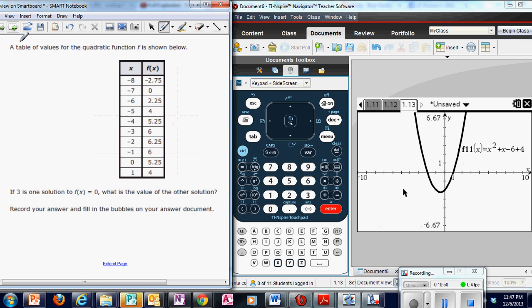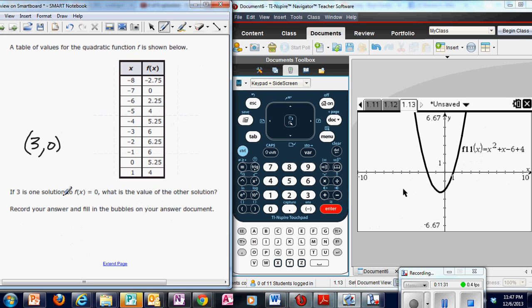All right. Table of values for this quadratic function f are shown below. If 3 is one solution to f of x equals 0, what is the value of the other solution? So when f of x is 0, when y is 0, you have 3, comma, 0. Well, they're trying to trick you up here to wonder, do you know that this is when y is 0, or do you think it's when x is 0?